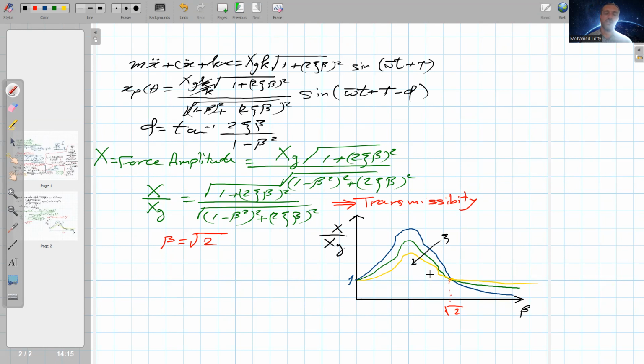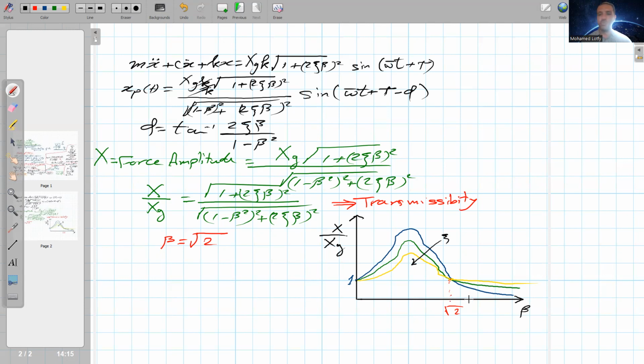This is the second rule. So to design a proper suspension system, the first consideration that you have to take into account is that the beta, or the frequency ratio, should be greater than root 2. After that, you have to make zeta as low as you can.